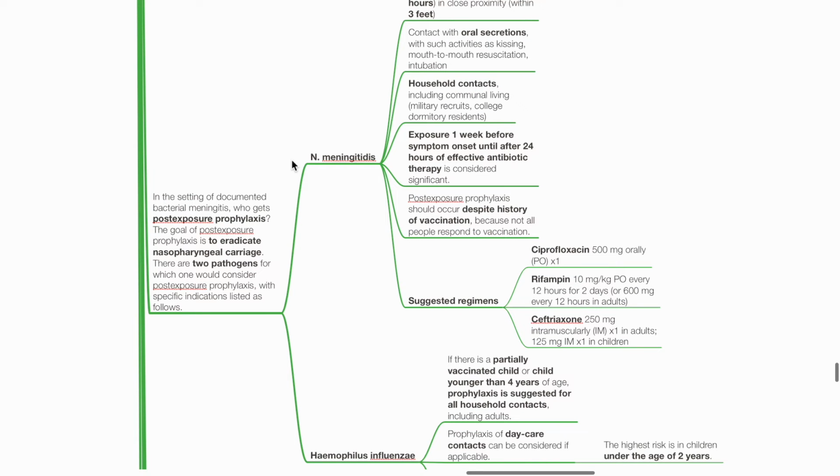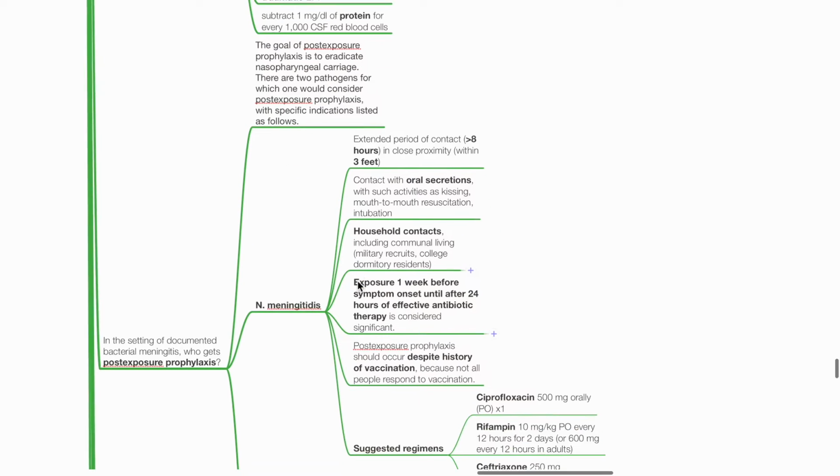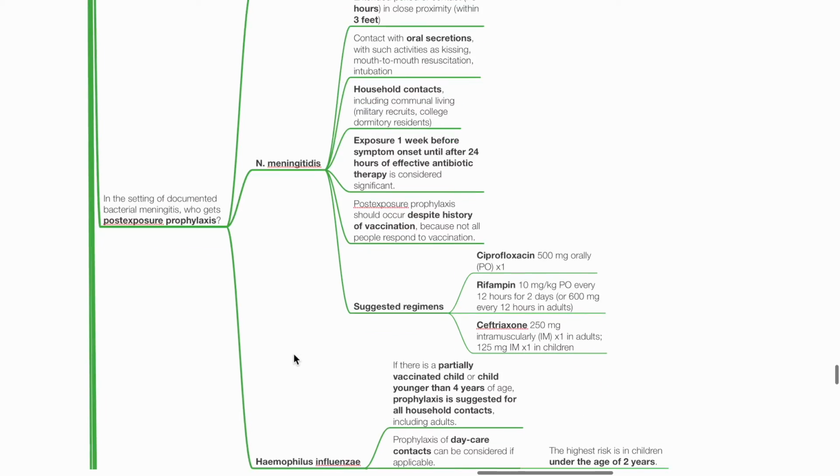In the setting of documented bacterial meningitis, who gets post-exposure prophylaxis? The goal of post-exposure prophylaxis is to eradicate nasopharyngeal carriage. There are two pathogens for which one would consider post-exposure prophylaxis: Neisseria meningitidis and Haemophilus influenzae.